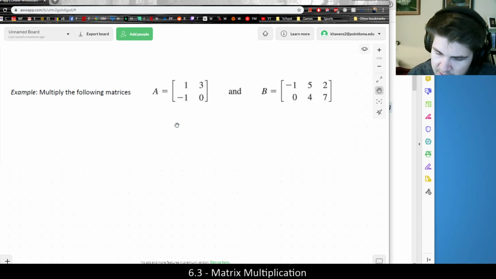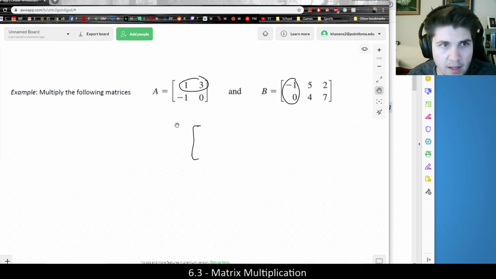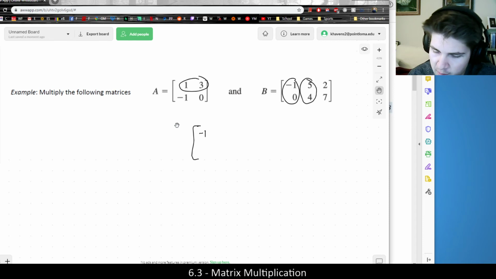Let me go ahead and erase those circles. And I'll circle it as I go. 1, 3 gives me -1 plus 0. Then 1, 3 into 5, 4 would be 5 plus 12, which is 17. And then 1, 3 into 2, 7 would leave me with 2 plus 21, which is 23.